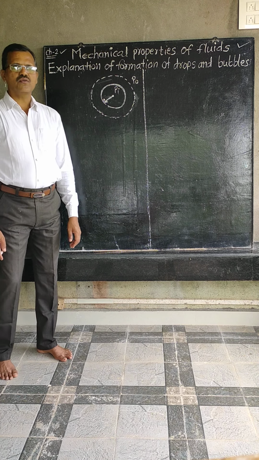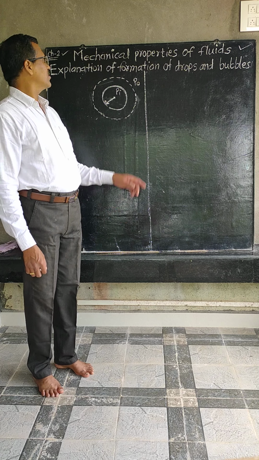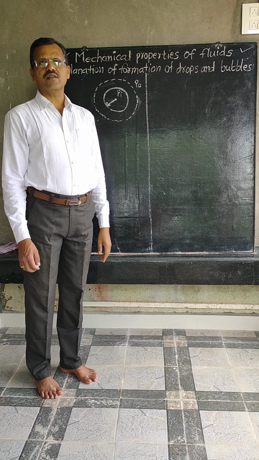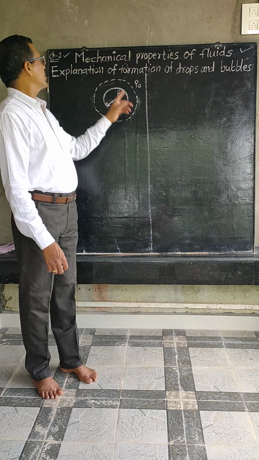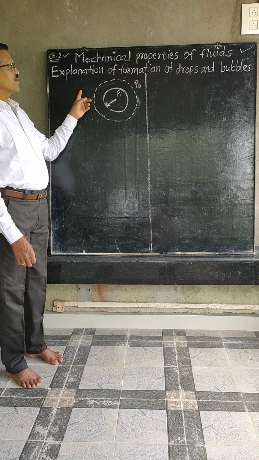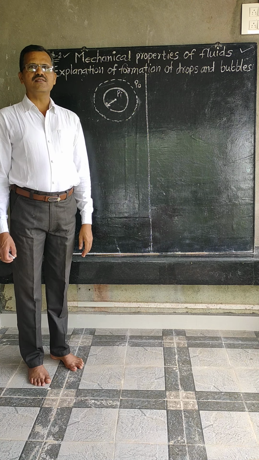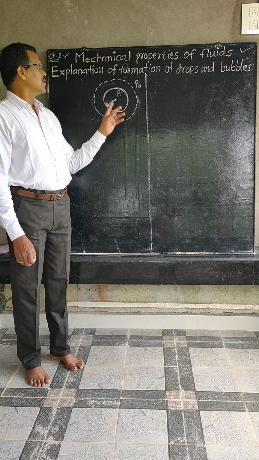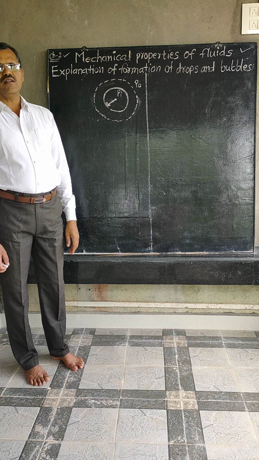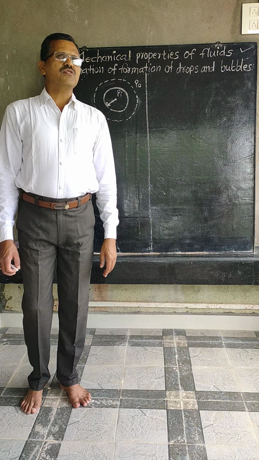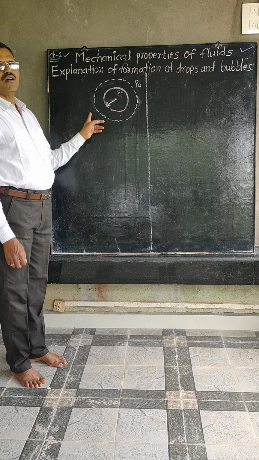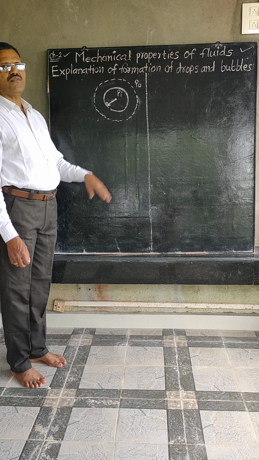Students, today we have to see the next point, explanation of formation of drops and bubbles from the second chapter, mechanical properties of fluids. Liquid drops and small bubbles are spherical in shape because forces due to surface tension dominate the gravitational force. These forces try to minimize the surface area of liquid.